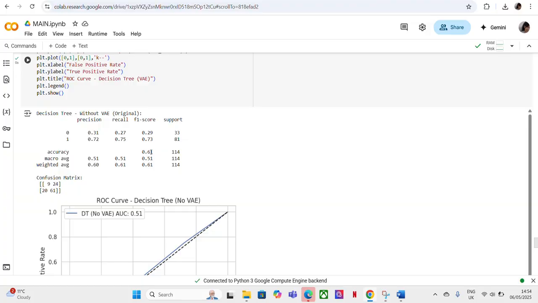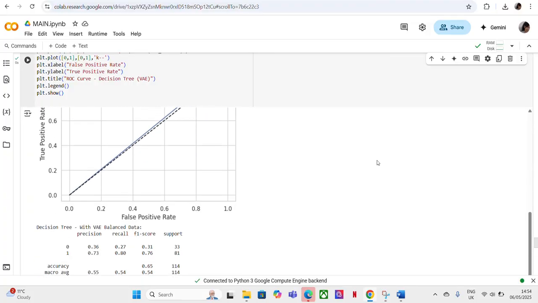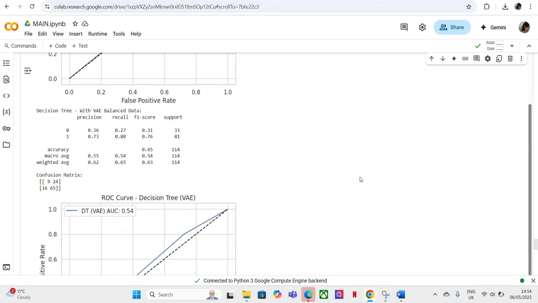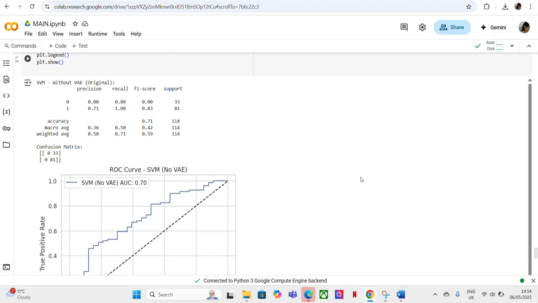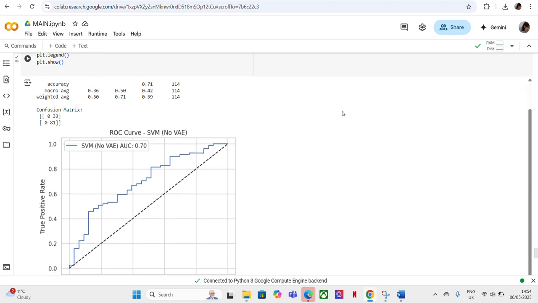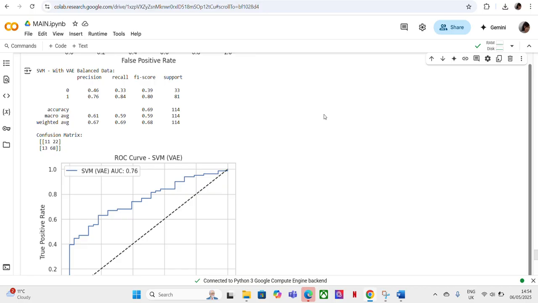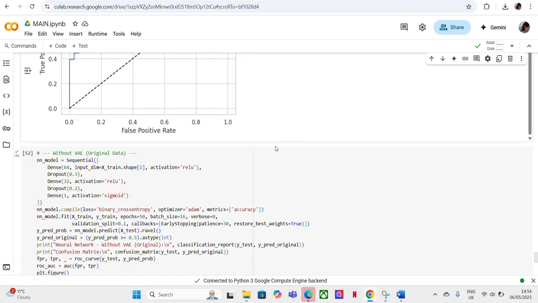Then decision tree. The decision tree accuracy is 61%, then it increased to 65% after applying VAE. Then next is SVM. SVM without VAE, the accuracy is 71%, and no class 0 predictions, so it is heavily biased towards class 1. After applying VAE to the SVM, the accuracy is 69%, and 11 out of 33 class 0 were predicted correctly.